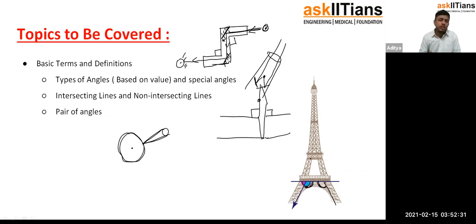Now, what are the topics that we'll be covering in this lecture? Some basic terms and definitions, then the types of angles based on value and special angles, intersecting lines and non-intersecting lines, and finally a pair of angles.